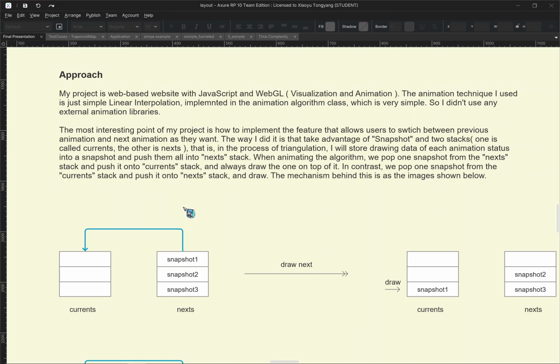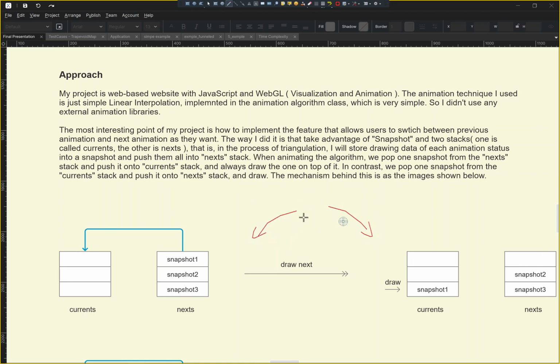And I think the most interesting point of my final project is the feature that you can draw next and draw previous animation and switch between each other in the way you want. The way I did it is to take advantage of the concept of snapshot. So in the process of the triangulation, or in the algorithm, I will store a snapshot for each status of the algorithm, and I will store drawing data for vertices and triangles and the sweep line and also those diagonals. So each time I will draw a snapshot on the canvas to show the result to the users.